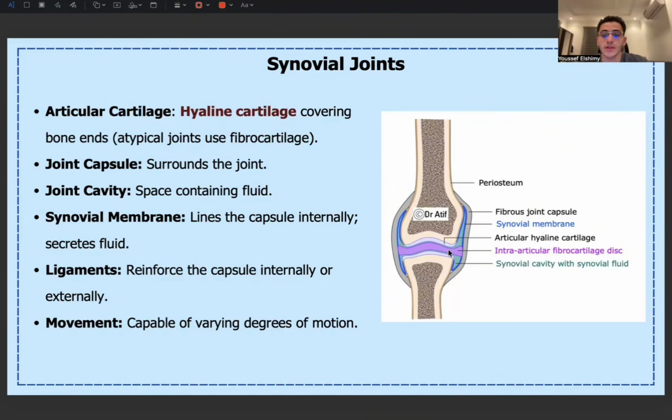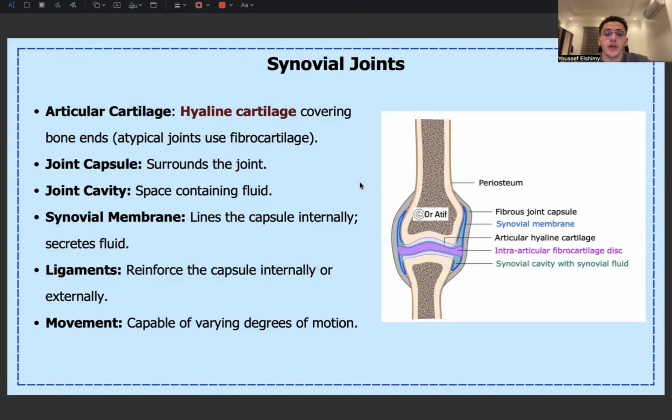Then we have some ligaments, either internal or external. These ligaments are important for stabilizing the joint as well as reinforcing the capsule. Then we mentioned the movement. Synovial joints are freely movable, so they are capable of varying degrees of motion. Some joints have an intra-articular fibrocartilage disc, and this allows more shock absorption and more stability.